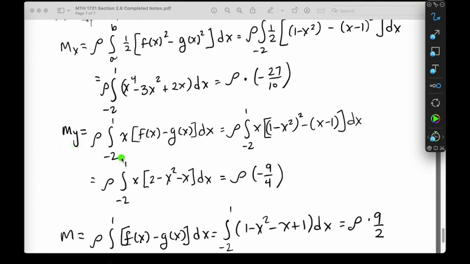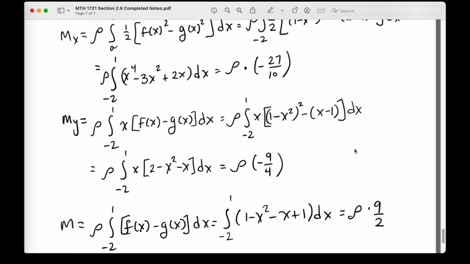And then you're going to find your moment with respect to the y-axis. You're still doing it over the same interval from -2 to 1. You multiply that integral by rho, and what you're going to integrate is the difference in the two functions times x. This is what you have in the brackets when you subtract the two functions, making sure that the order is important. You want the top function to be first. And then when you subtract that, you multiply it by x, you integrate from -2 to 1, and multiply it by rho. When we clean up that big mess, we get rho times -9 over 4.